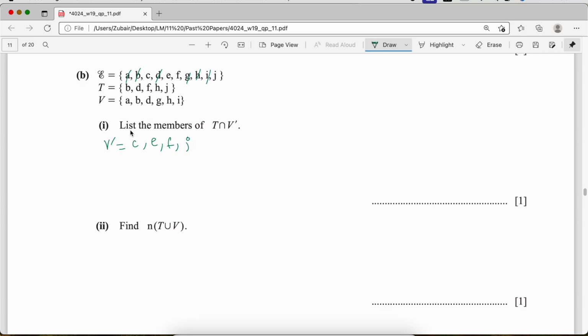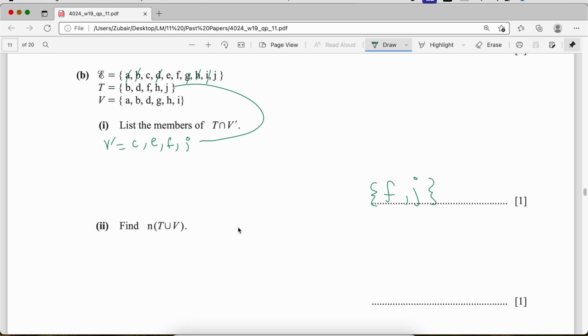This is V complement, an intersection with T. Now we can see whatever is common. B is not same, D is not same, F is same, H not same and J is same. So these are the members of T intersection V complement.